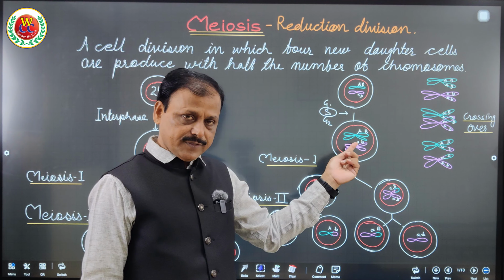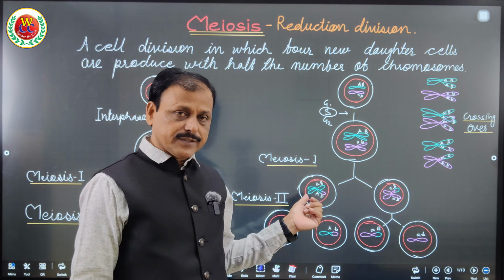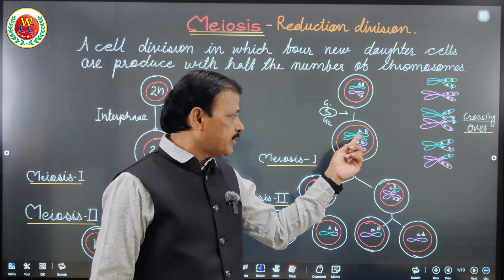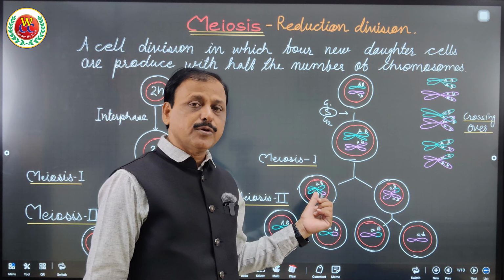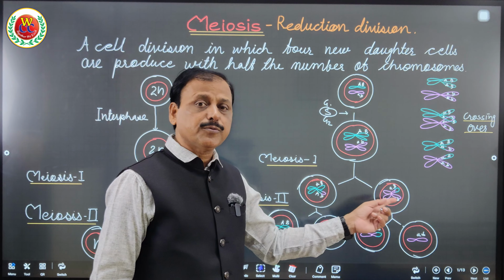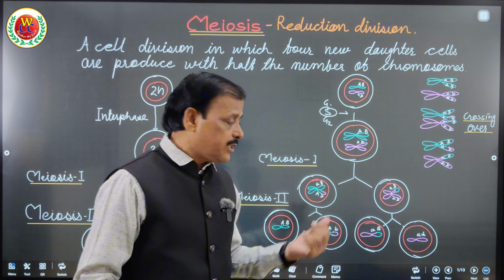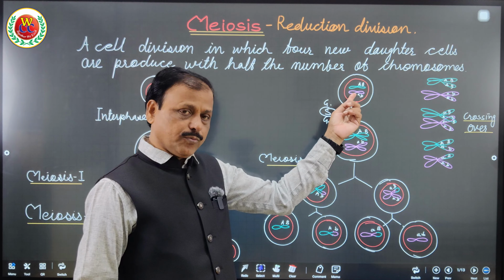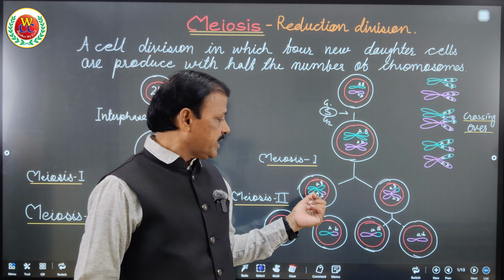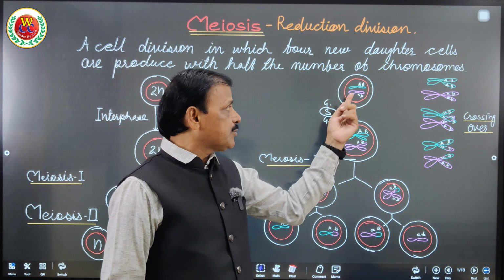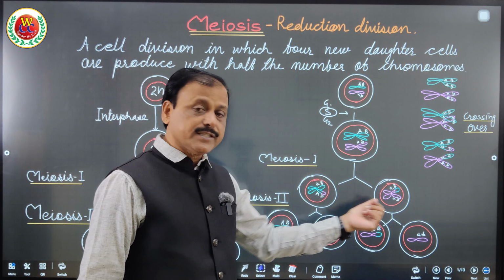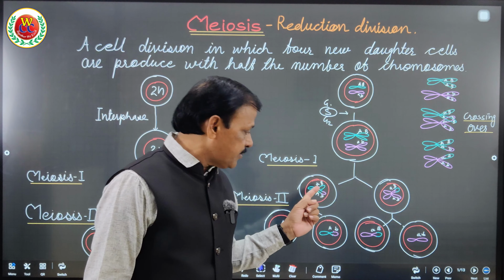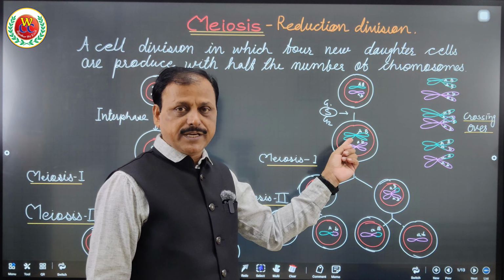Now these cells undergo meiosis 1. What is meiosis 1? Movement of homologous chromosomes. One member of the homologous chromosomes moves to one pole, another to the other pole, forming two daughter cells with a haploid set of chromosomes. So here it was 2 chromosomes, here it is 1 chromosome. Here it was monovalent, here it is bivalent. This is the only difference. Otherwise, each cell receives only 1 chromosome. Therefore, this is haploid to the parental cell.